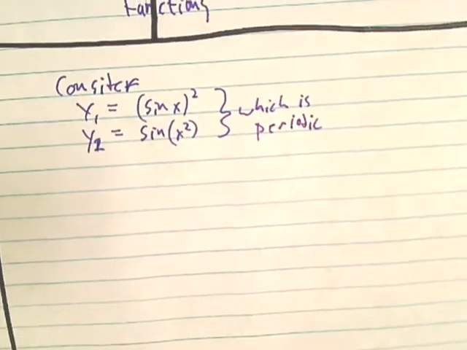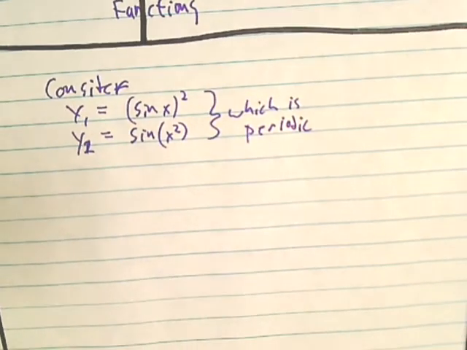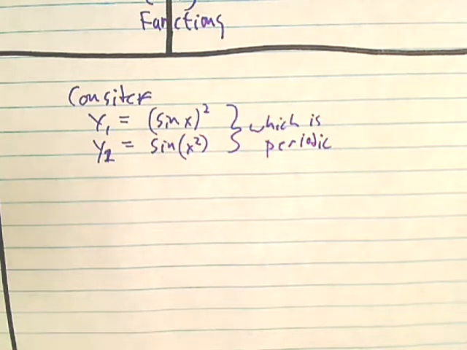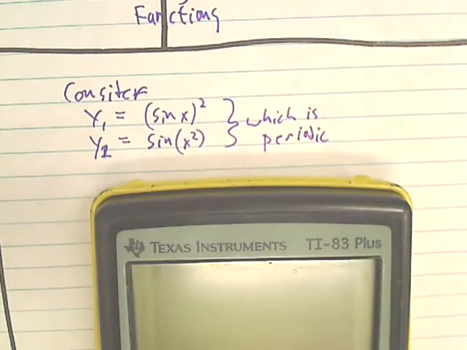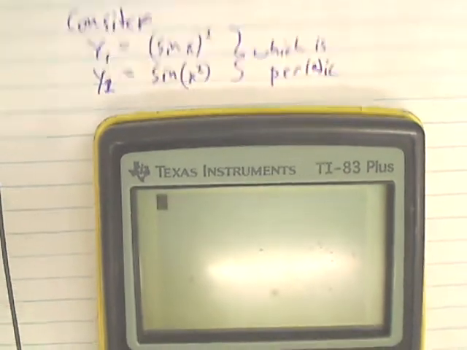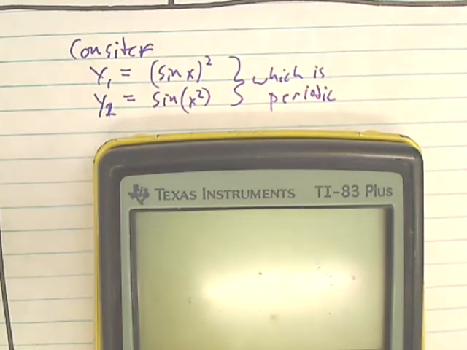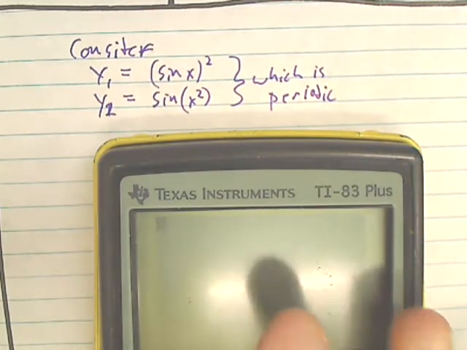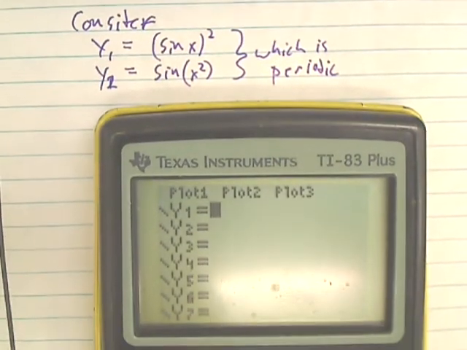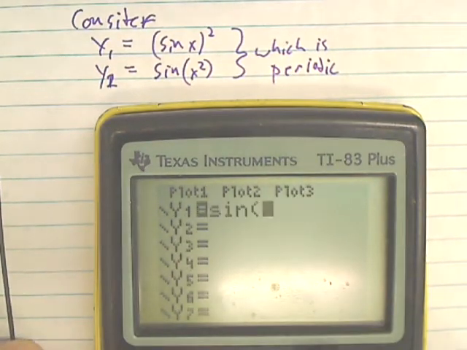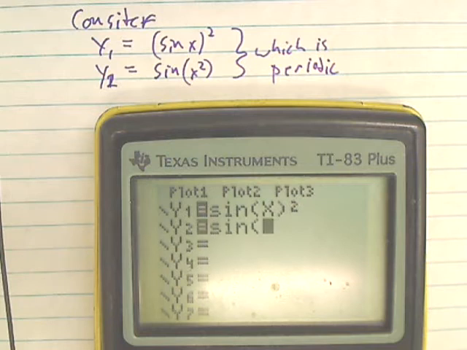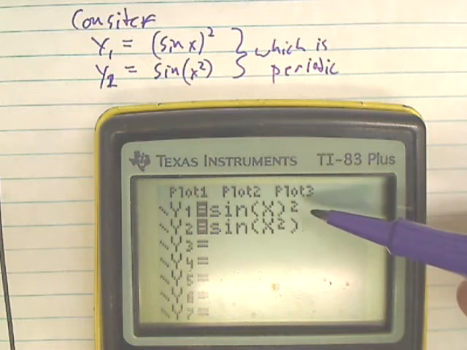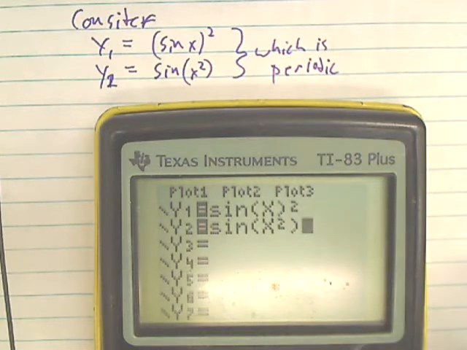So which one of these functions has a period? Which one of these functions always repeats after a certain amount of time or after a certain amount of room? So let's go ahead and graph them both and see what we get. I'm going to have sine squared x on the outside and then sine of x squared. Remember, when you're graphing, y1 will come first and then y2.